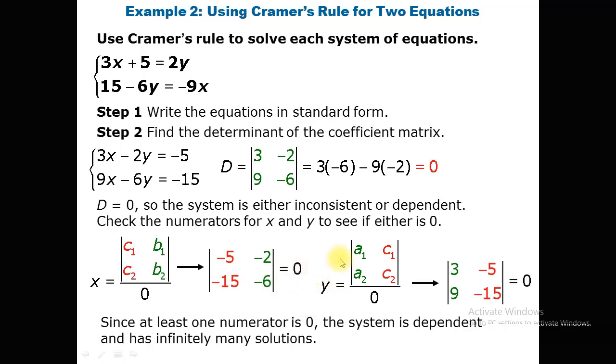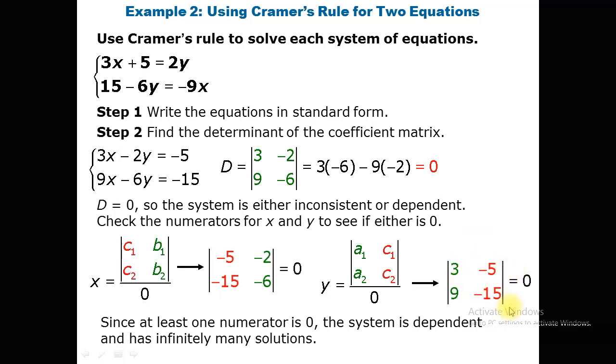Now to find dy, the determinant for y. For y, we obtain the new determinant dy, where we replace the coefficients of the second column by the constants which lie on the right-hand side of the equation. So we obtain 3, minus 5, 9, minus 15, and this determinant is also equal to 0.